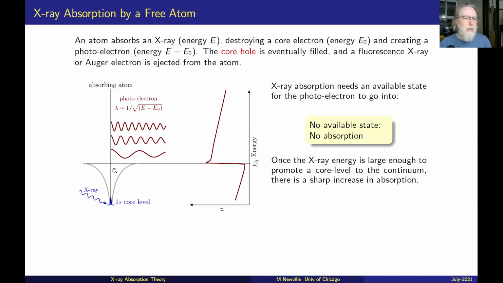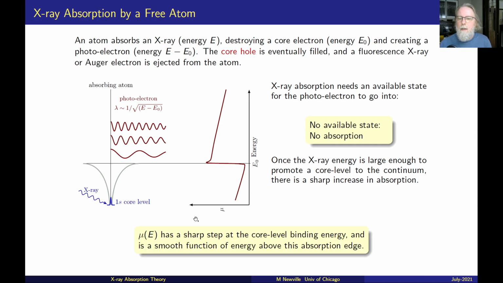By changing its oxidation state, you can change the energy of that threshold. But once the energy is large enough to promote a core level into the continuum, there's a sharp jump, and the sharp jump at the core level binding is followed by a smooth function of energy above this absorption edge. Okay, so that's for a free atom or a gas.